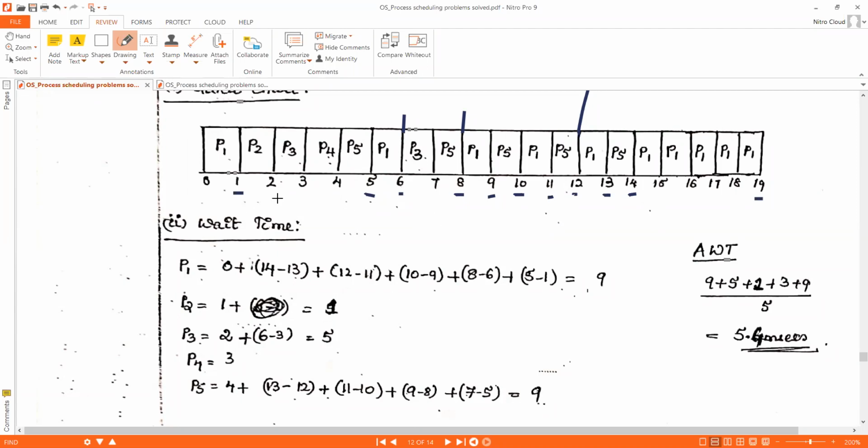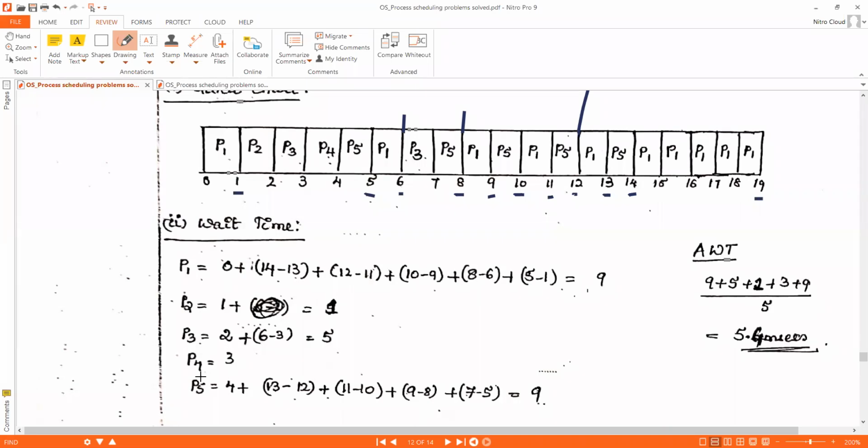Next, process 3. Process 3's initial allotted time is 2 minus its arrival time, 0. Plus, is process 3 allotted again? Process 3's last allotted time is 6 milliseconds minus its previous preempted time, that is 3. 2 plus 6 minus 3 is 3, so 2 plus 3 is 5 milliseconds, the waiting time for process 3.